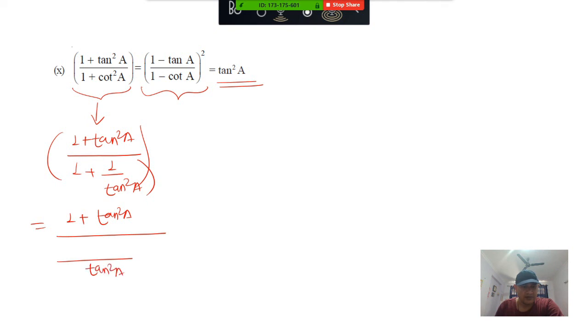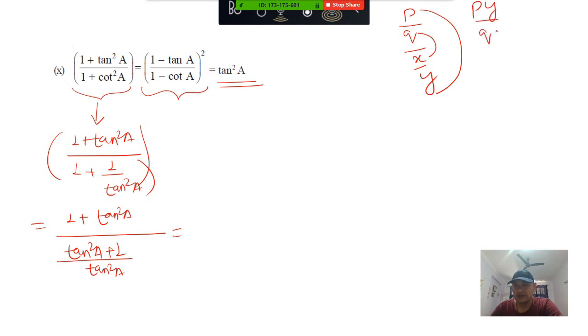The term becomes tan square A plus 1. If you rearrange it, some of the guys are very confused about how to solve these types of things. This tan square A comes here or in the bottom, so let me write it for you because these guys are always confused. If we are having p by q by x by y, what happens here, this p comes here and q comes here, so it becomes py by qx.